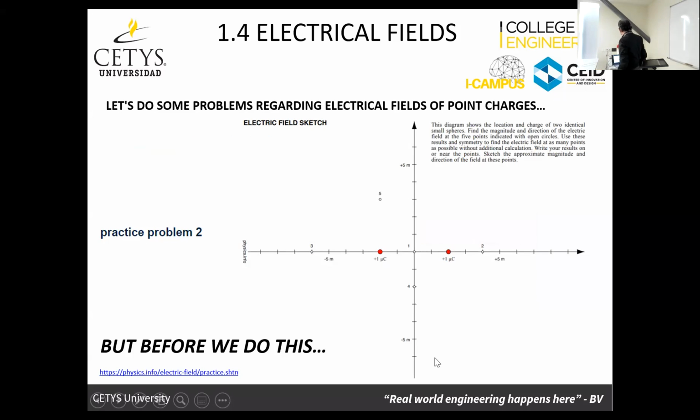Now we're going to be working on this problem. Let's assume that we have two charges in space. Both charges have the same value. They're 1 microcoulomb, but one is positive and one is negative.